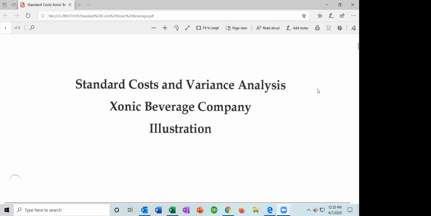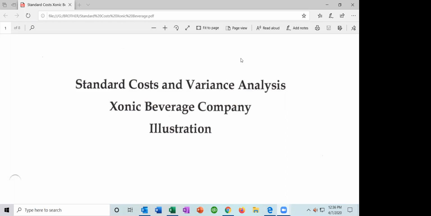The notes that you should see in front of you are standard cost and variance analysis. And the goal today is to review the Xonic Beverage Company illustration, which is within chapter 24 of your textbook. As I mentioned earlier, managerial accounting is about looking toward the future, specifically developing a plan for the upcoming year, putting it aside for a moment, and then executing the plan going forward.